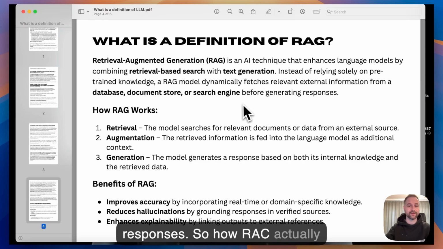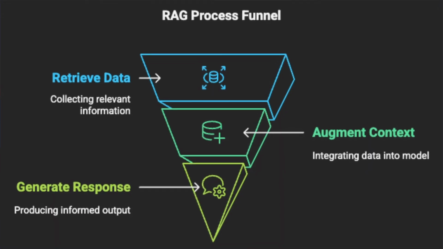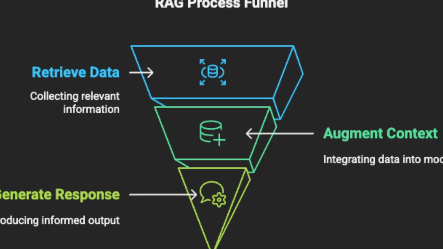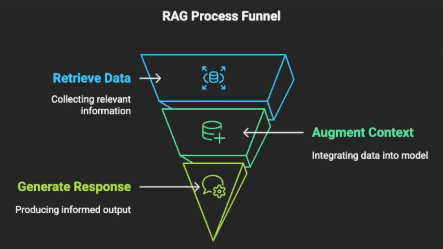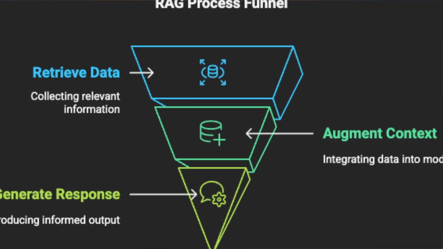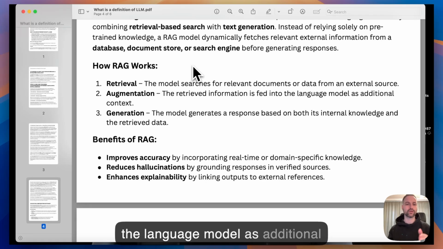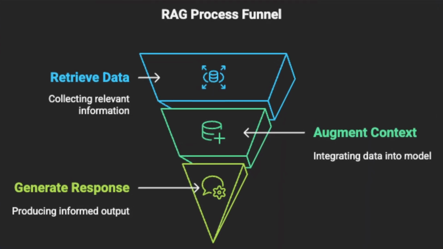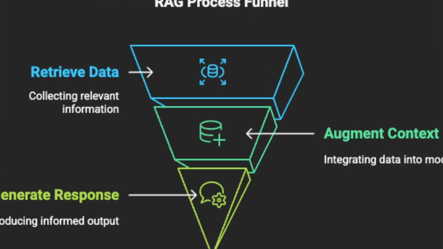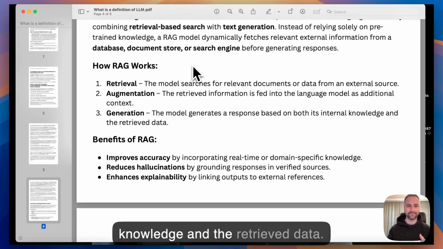So how does RAG actually work? First, we have retrieval. The model searches for relevant documents or data from an external source. Then we have augmentation. The retrieved information is fed into the language model as additional context. And then we have generation. The model generates a response based on both its internal knowledge and the retrieved data.